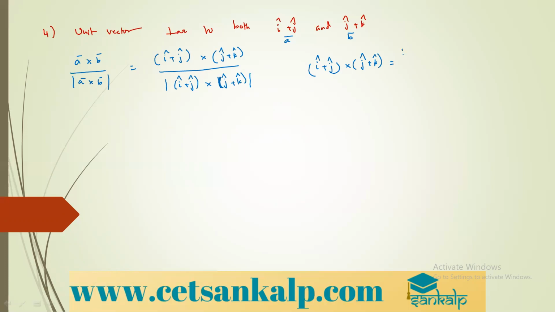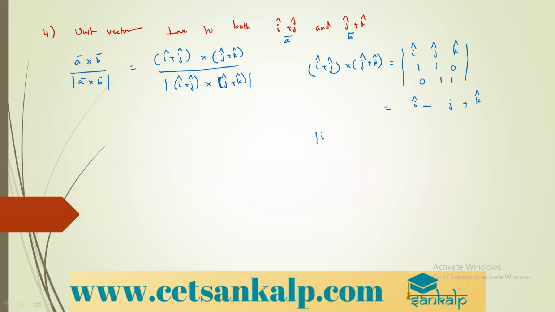How to find? Take the determinant i, j, k. Then 1, 1, 0. Then 0, 1, 1. I have to take. So i is multiplied by 1. Minus j is multiplied by 1. Then k is also multiplied by 1.